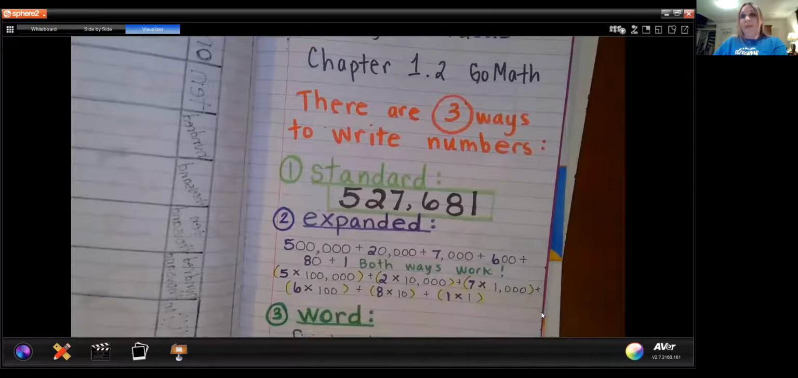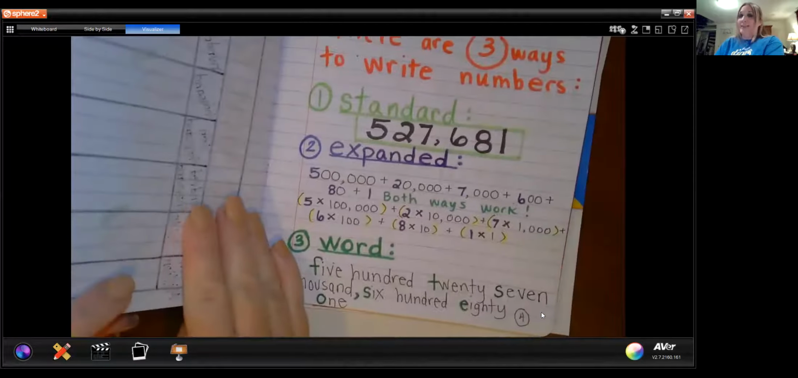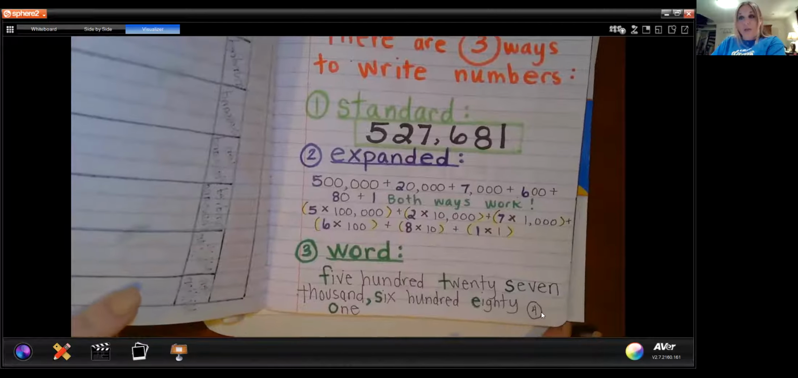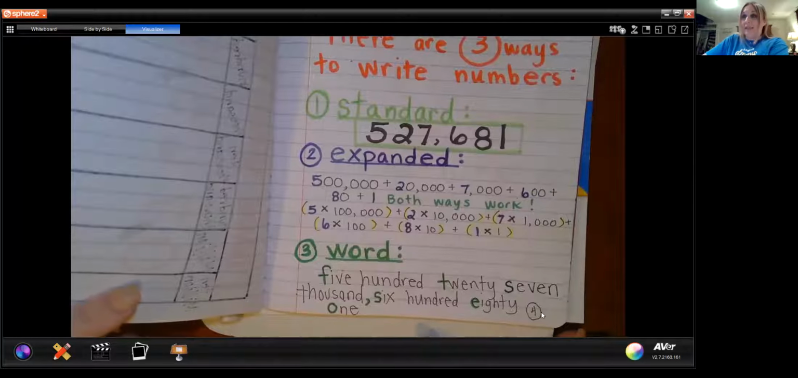So lesson 1.2 started with the 3 different ways to write numbers, and this is all review. I'm not going to go into detail with the 3 different forms of writing numbers. We studied this in detail a lot in class, and if you need more help, I can work with you during our 1:15 to 2 o'clock tutoring sessions. You just got to let me know, guys.